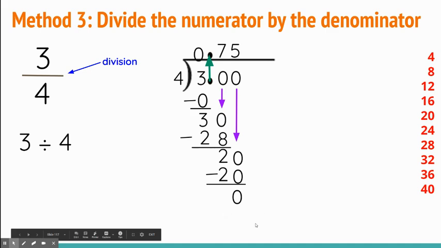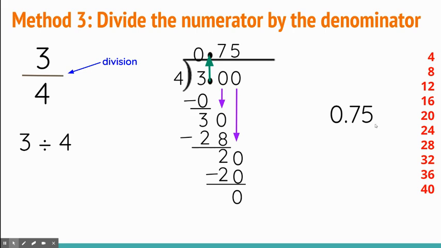And now I'm finished. So my final answer here is 0.75, or 0 and 75 hundredths. And that is what's equal to 3/4. So I used division to figure out what this fraction is as a decimal.